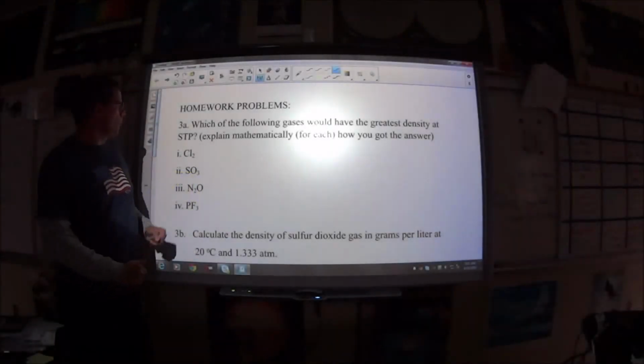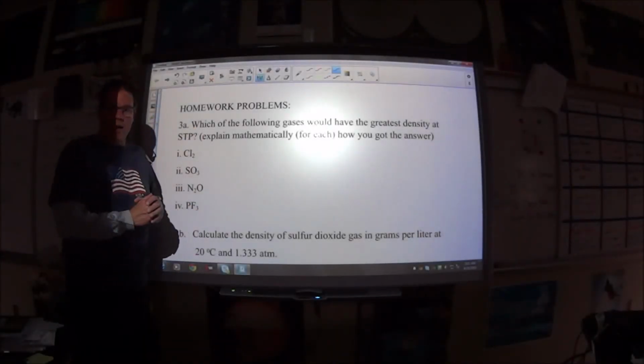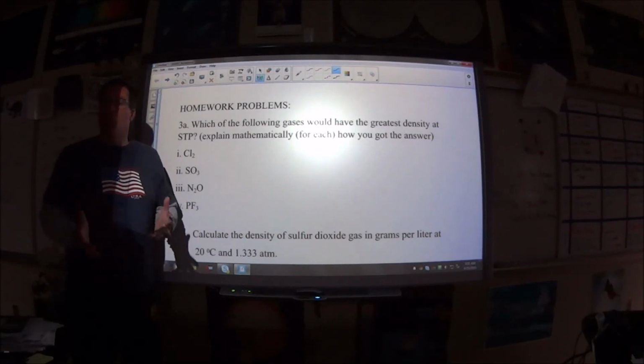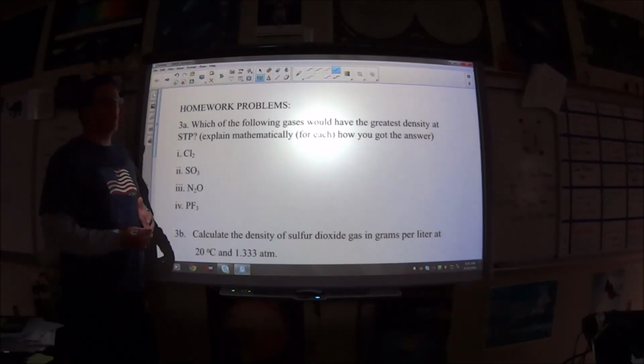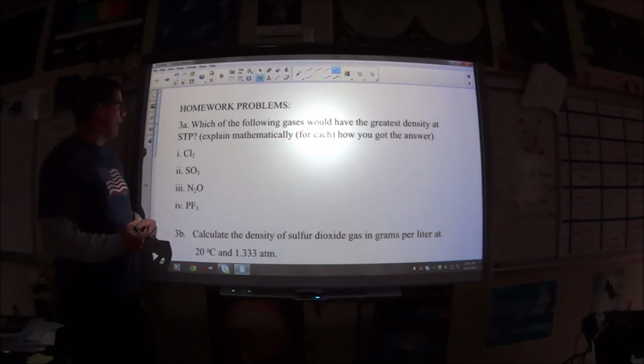Looking at the 3's, I'm going to explain 3A. I'm not going to work out 3A for you. I want you to work out 3A. The question asks, which of the following gases would have the greatest, or the highest, density at STP?